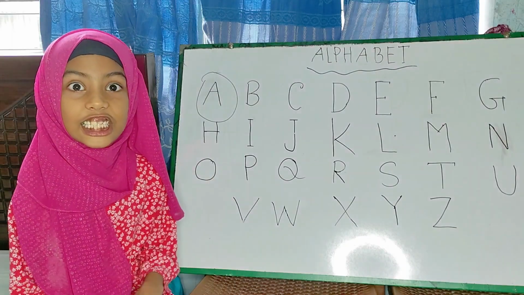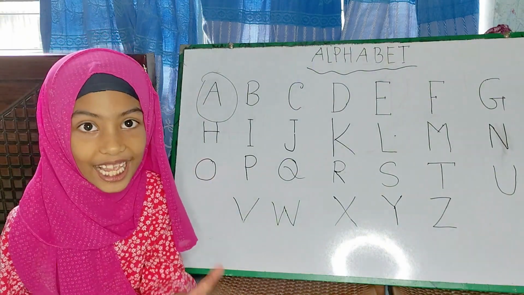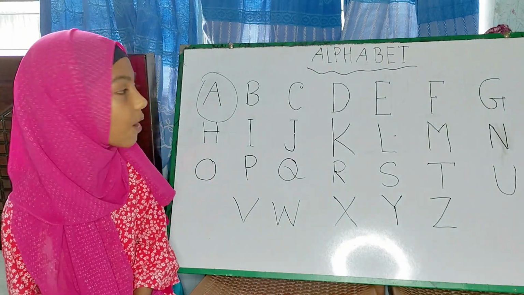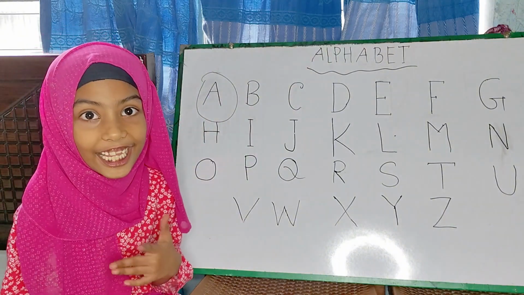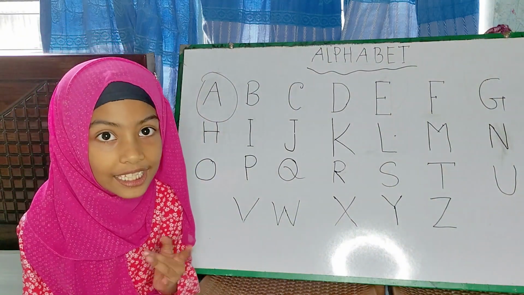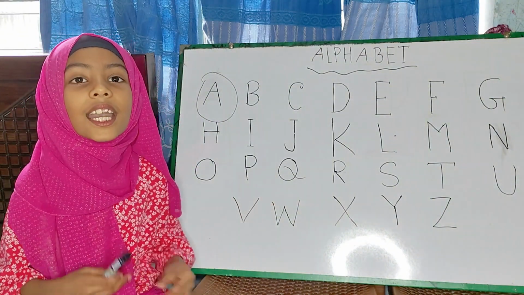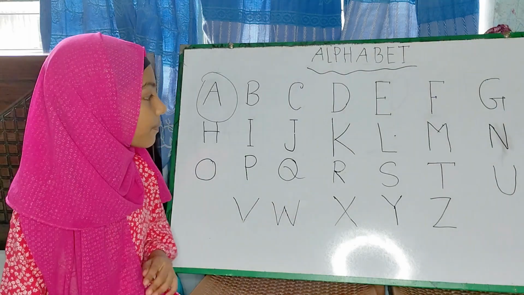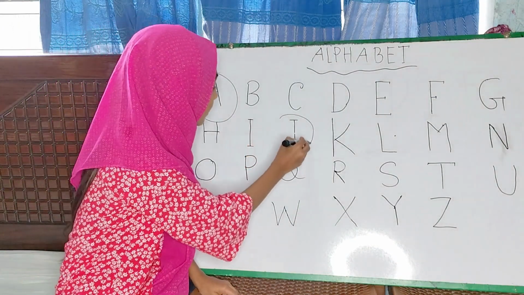Next is J. J. The same sound A. J. K. This is not K. K. I'm also circling these letters.